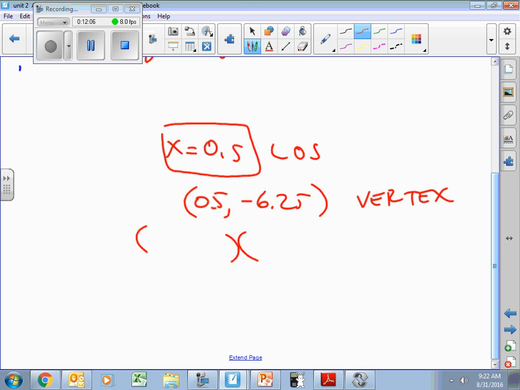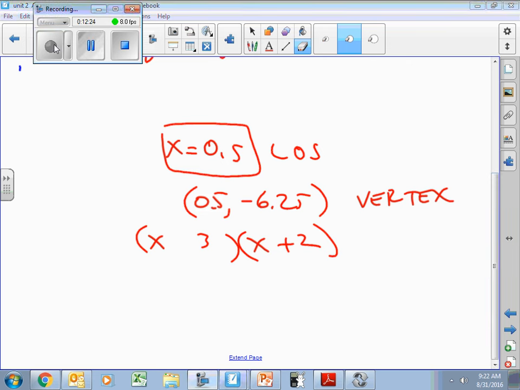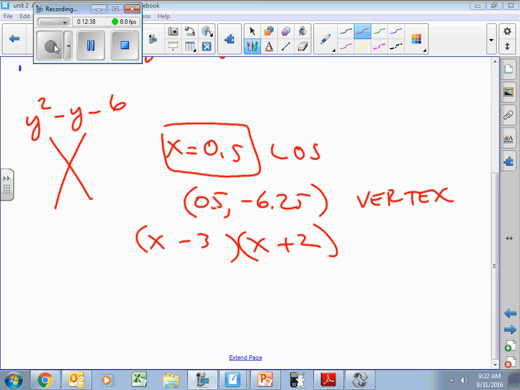If you have a calculator, just in case you missed this one, what was it? It was x minus who? It was x plus 3 and then x minus, no wait. No, it was x minus 3 and then plus 2. But how did we get the x plus? How do we get the x minus 3 and x plus 2? You had this y squared minus y minus 6. You did this thing. So you okay with where this came from?